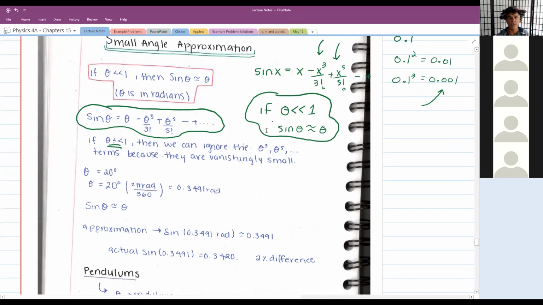Now, what does really small mean? Is 20 degrees a small angle? Believe it or not, it depends upon how accurate you need to be. But let's just do this approximation. 20 degrees, if I convert into radians, is 0.3491 radians. Remember, there are 360 degrees in a complete revolution, 2 pi radians in a complete revolution. So if I ever want to convert from degrees to radians, I multiply by 2 pi radians divided by 360 degrees. So 20 degrees is 0.3491 radians.